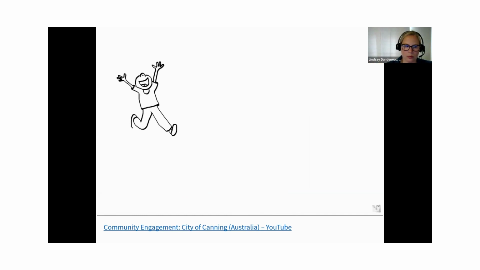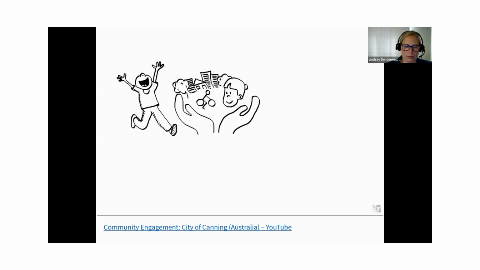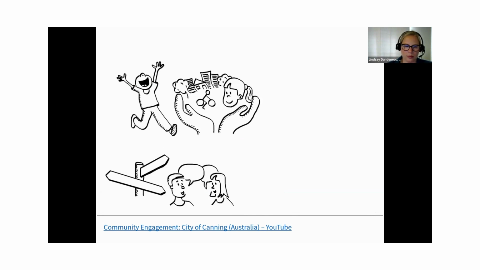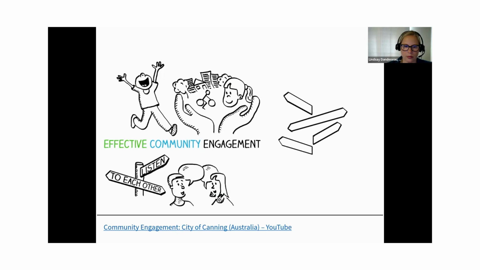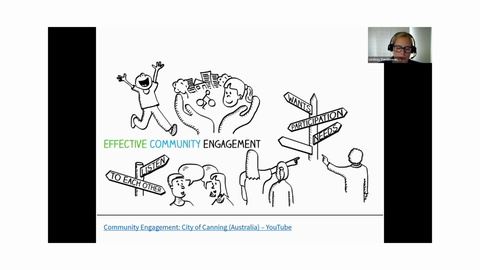We want the City of Canning to be a fun, safe and great place to live. In order to make decisions about what that might be, we need to work together and listen to each other. When we do this well, we call this effective community engagement. Let's talk about just what that is. When a decision needs to be made about something that affects us, we often have different ideas about what that should be. We all have different wants and needs. One of our fundamental human needs is participation, which is to have a say in decisions that affect us.